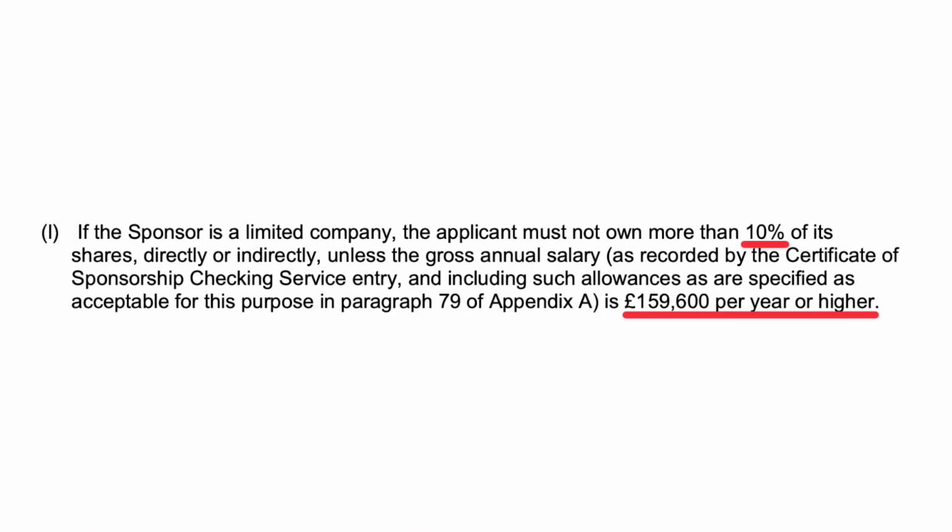Another factor is the percentage of shares that you can own in the UK company that's sponsoring you. So before December 2020, if you owned more than 10% of the shares in the sponsoring entity, then you could not get the visa unless you earned over £159,600 per year. So this was the pre-December rule.